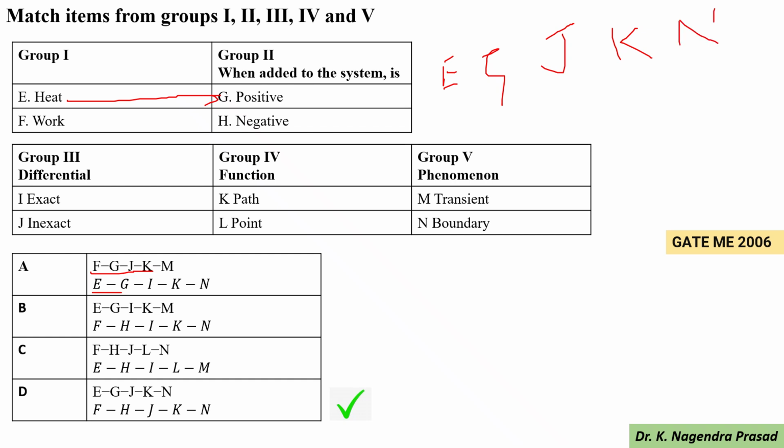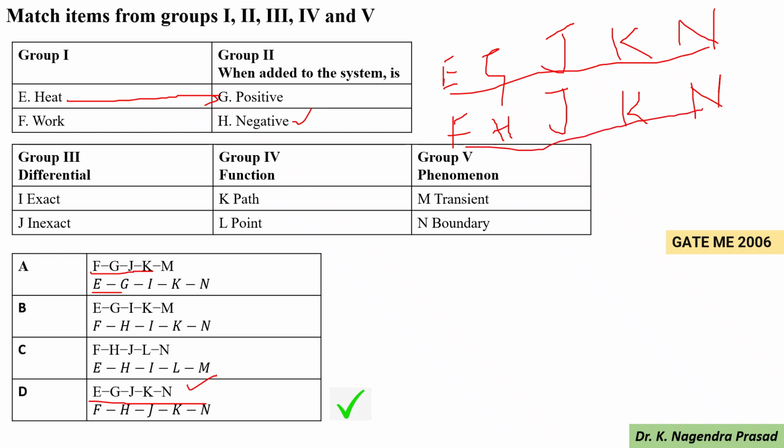Similarly, you have to match the items from the work point of view. Work is F, and when it is added to the system it is negative, so H, so FH. It is also an inexact differential, so it is J, and work is also a path function, and also a boundary phenomenon. So EGJKN and FHJKN are both there. These both are given in option D. So option D is the correct answer.